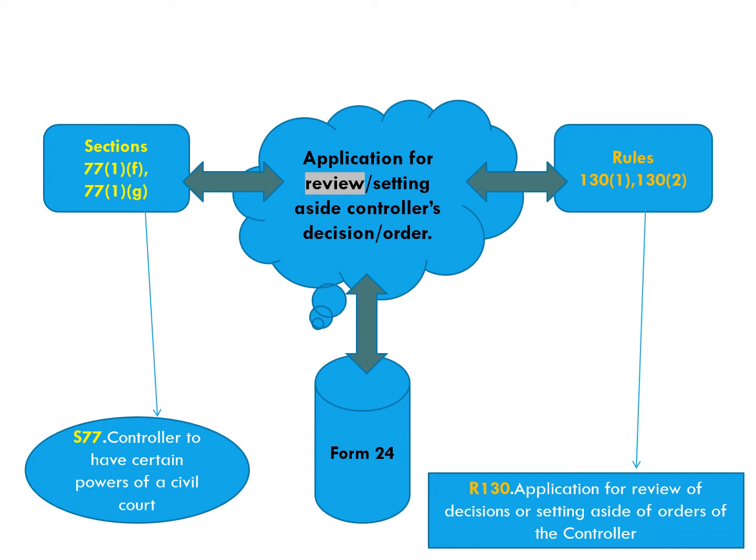The same rule, right? So the title of section 77 is controller to have certain powers of a civil court, and rule 130 says application for review of decisions or setting aside of orders of the controller. Fine. So here you can find application for review. Review is the keyword here. Okay. And also what we have written here, application for review or setting aside controller's decision.